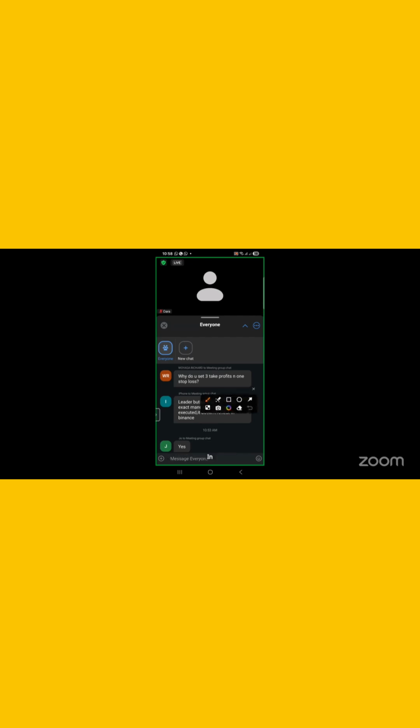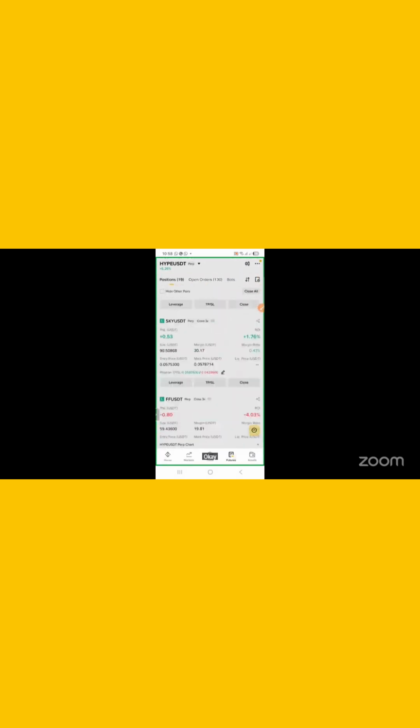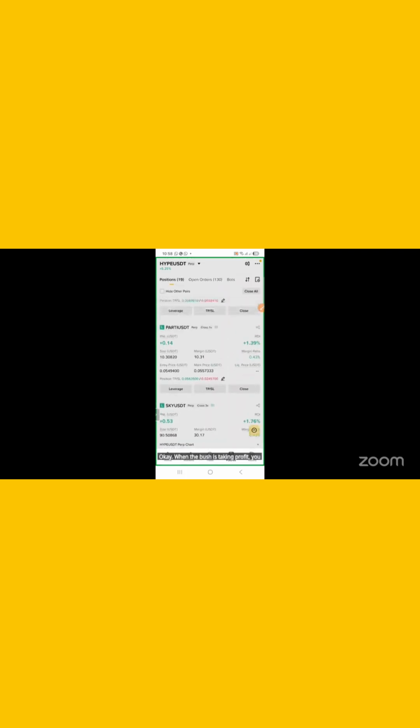In trading, there are certain zones where you want to start taking off some profit. Let me give you an example. I think I have a trade here which I may use as an example. Let me see whether I have a running trade that I can use. Okay. When the bot starts taking profit, you will see the money in the trade reduce. For example, do you see this?